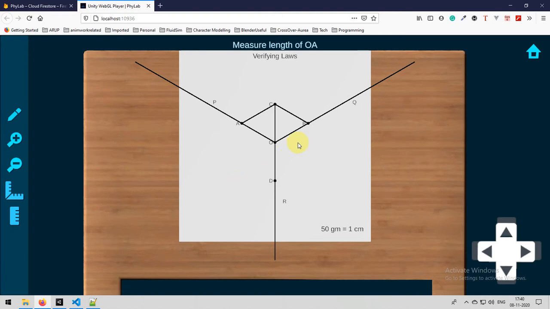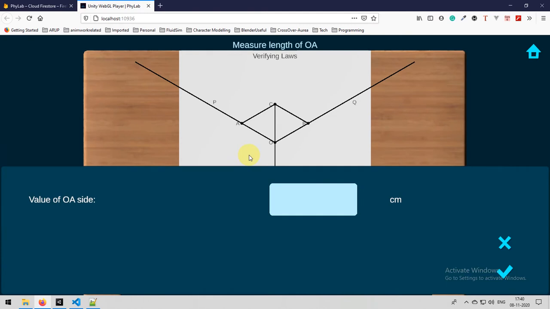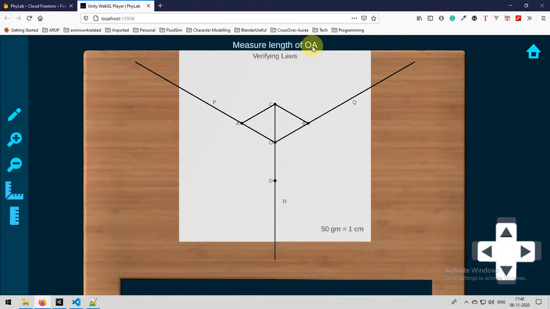On selecting the observations button, the parallelogram will be drawn for you and you need to measure all the lengths. The first length is OA. You can use different buttons here like zoom in, zoom out, and then move the camera by using a D-pad, which is on your bottom right hand corner. Then when you click on the observation button, you will be prompted to enter your observation value.